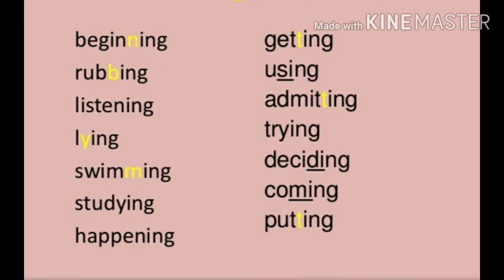Begin, and n is doubled there. Beginning. Rub, b is doubled. Listening, lying, you see the change of spelling of lie. Swimming, m is doubled. Studying, happening. Getting, double t. Using, admitting, trying, deciding, coming, putting. You see many of the spellings are doubled when you use ing form.